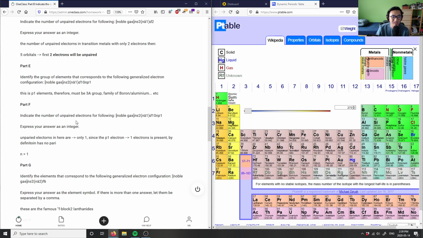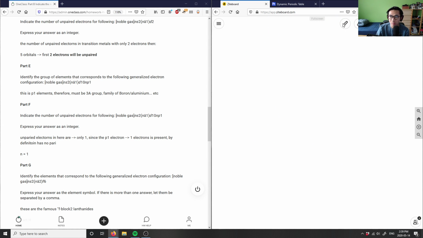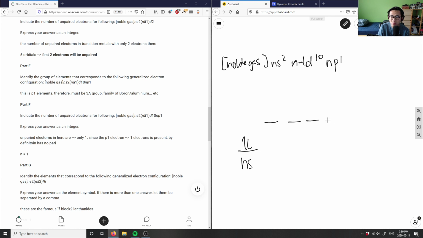Part F is asking us to indicate the number of unpaired electrons, I believe for the same one here. So I'll write this one down: again, some sort of noble gas, and then I have ns2, (n-1)d10, and then np1. Let me draw this out. I have ns2 here, and (n-1)d10, so 1, 2, 3, 4, 5, 6, 7, 8, 9, and 10.